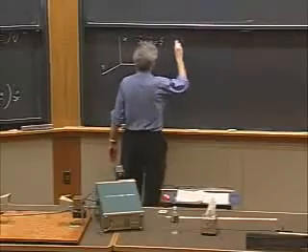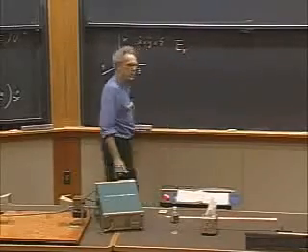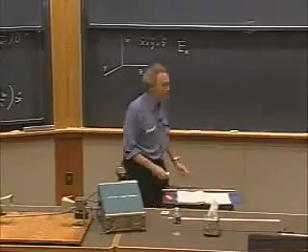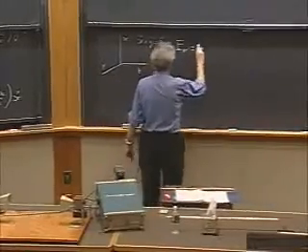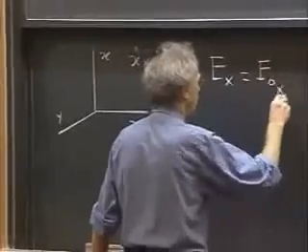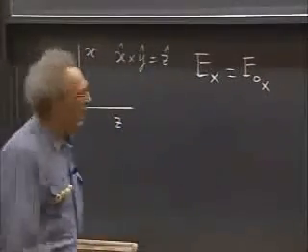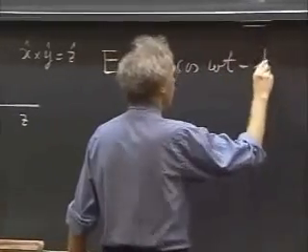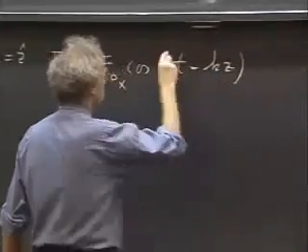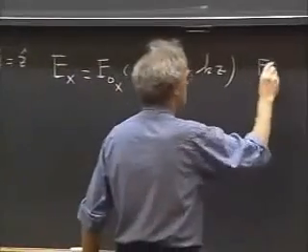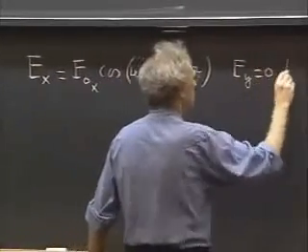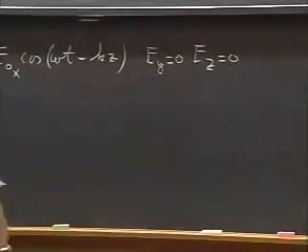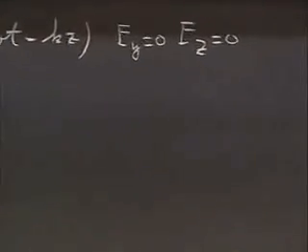So I assume a simple case that the E vector only exists in the x direction. So it has a certain amplitude, I call it E0x. And I make it a traveling wave, of course, cosine omega t minus kz. So Ey is 0 and Ez is 0. So it's only E vector in the x direction.